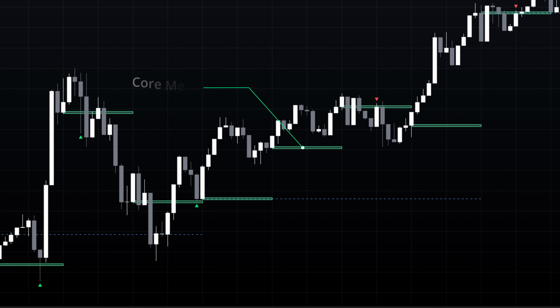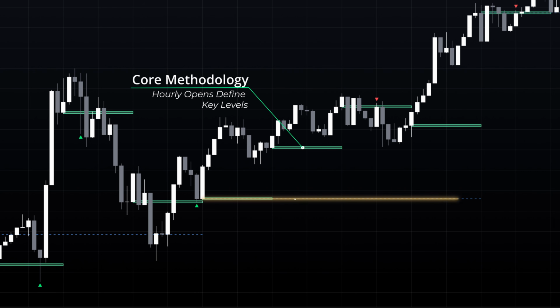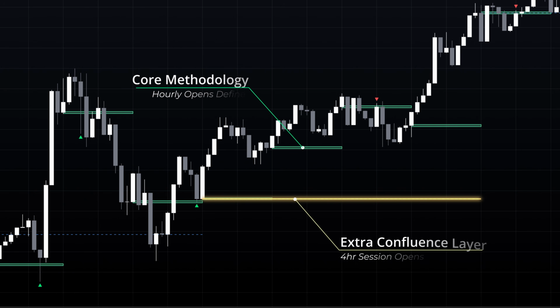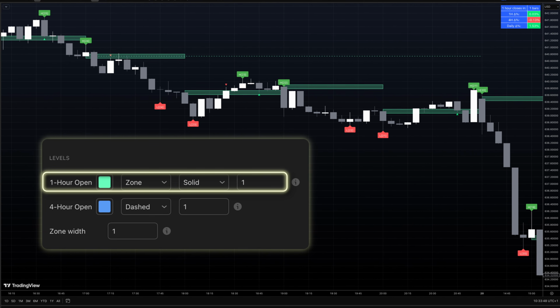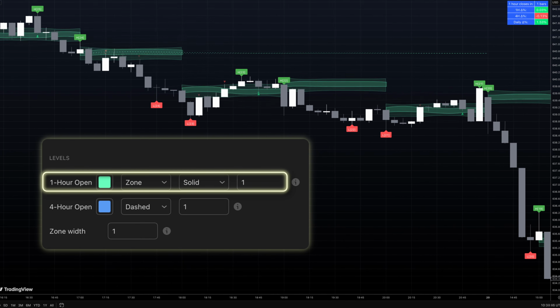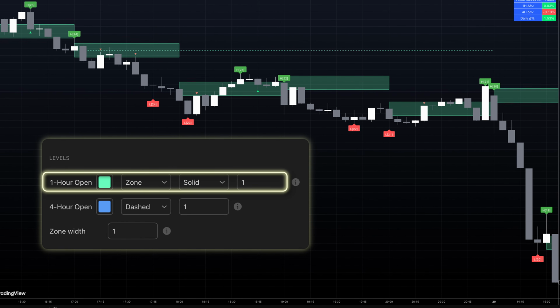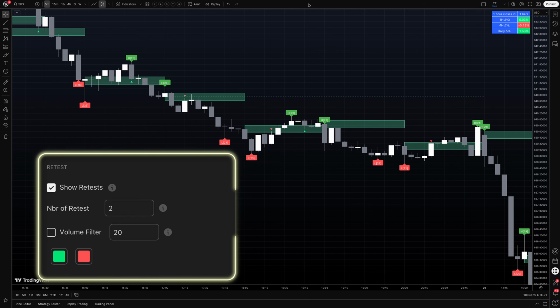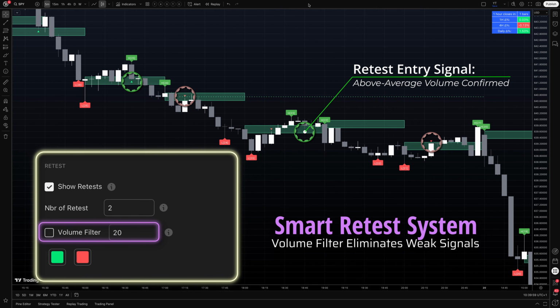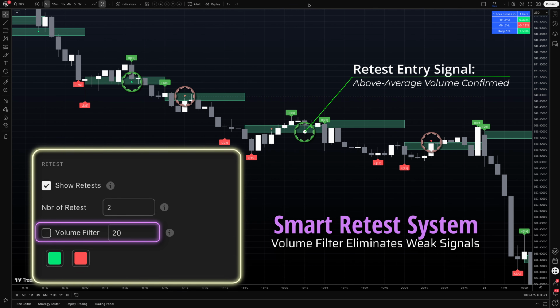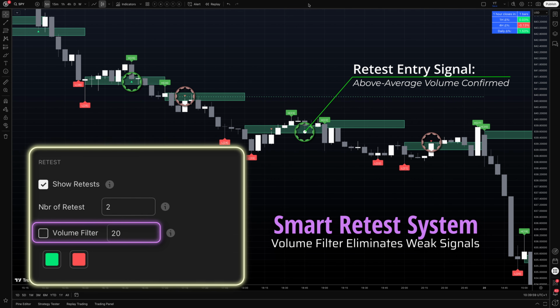The core methodology centers on hourly session opens as support and resistance levels, with the system automatically drawing these levels at each hour and 4-hour interval. The zone feature creates price bands around opens, using percentage-based deviations, providing flexibility for different volatility environments. The retest mechanism identifies when price returns to these levels after initial rejection, marking potential entry points with triangle markers. Volume filtering ensures only retests with above-average participation are highlighted, reducing noise in choppy conditions.